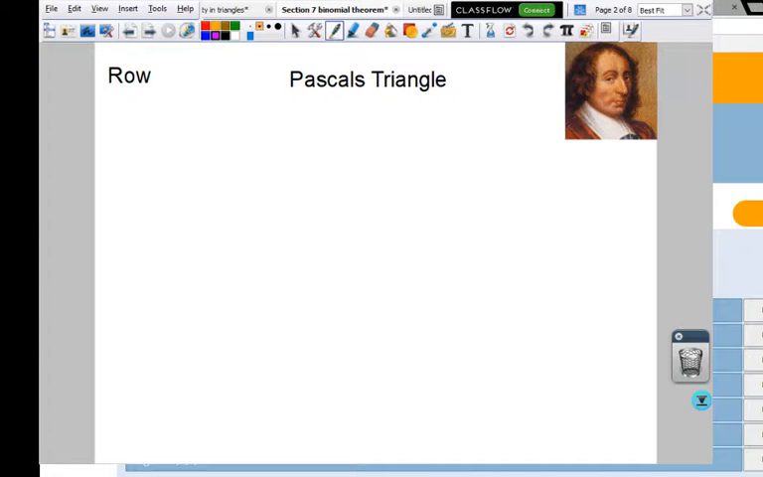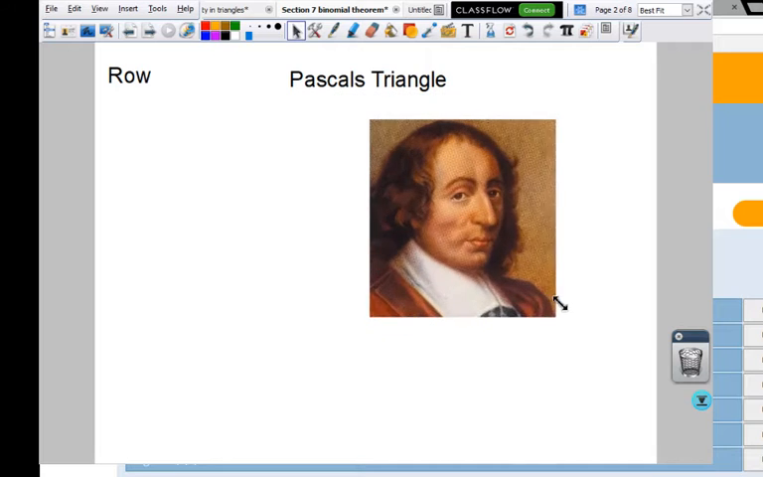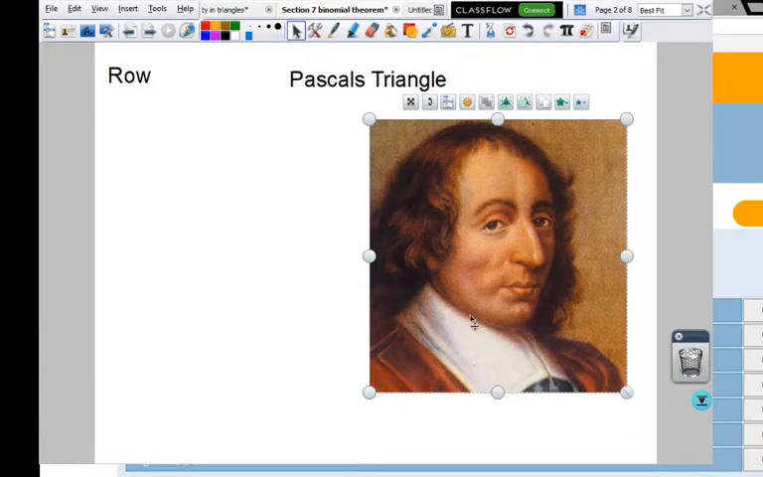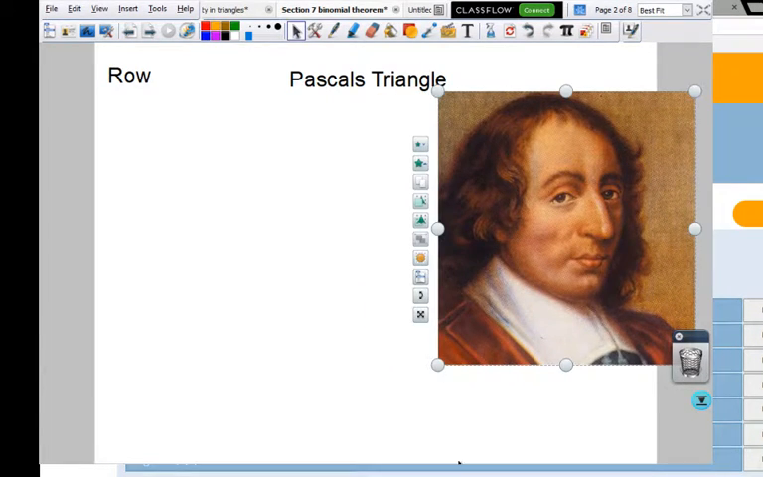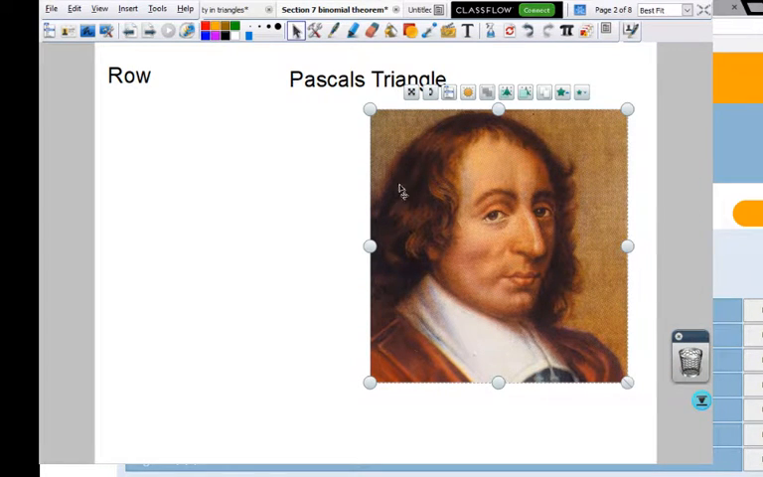Okay. So this is gonna be our last lesson for this chapter. To start with, we're gonna be making what's called Pascal's triangle. It's actually this guy right here. This very dapper gentleman. His name's Pascal. He did quite a few different things, but what we're going to learn about is his triangle. We're going to learn this triangle, and then we're going to use it in a minute.